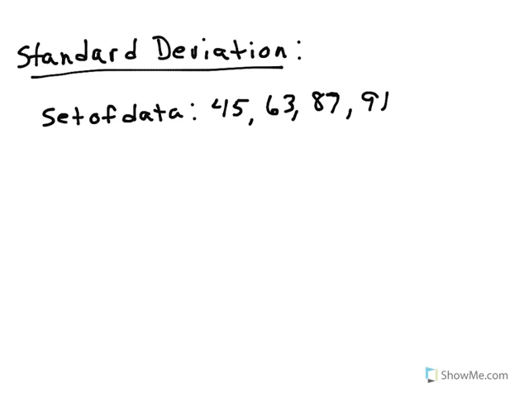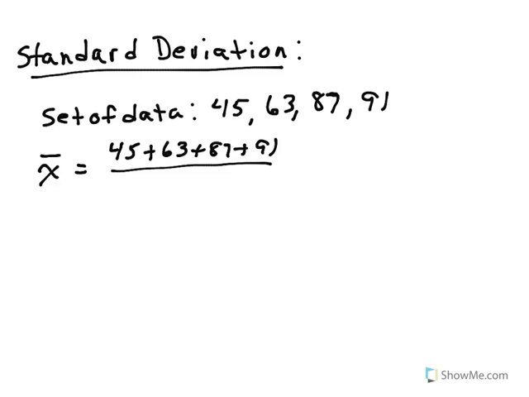Standard deviation. To find the standard deviation of a set of data, for example, 45, 63, 87, 91, we first must find the mean. Remember, the mean is x bar, and that equals the sum of all the values in the set divided by how many values there are, and we have 4. So this gives us 71.5. Our mean is 71.5.